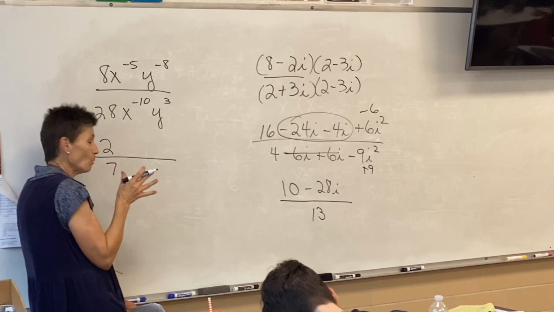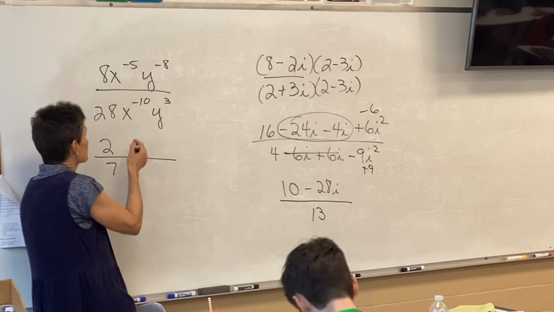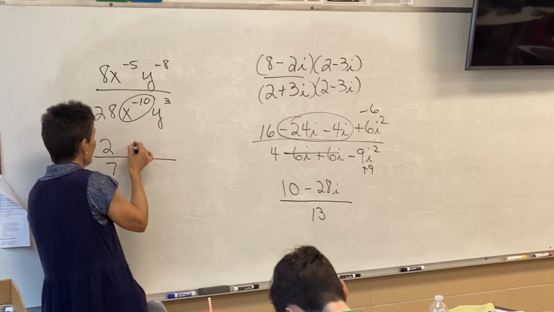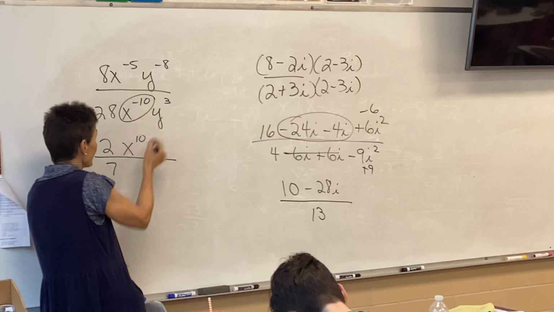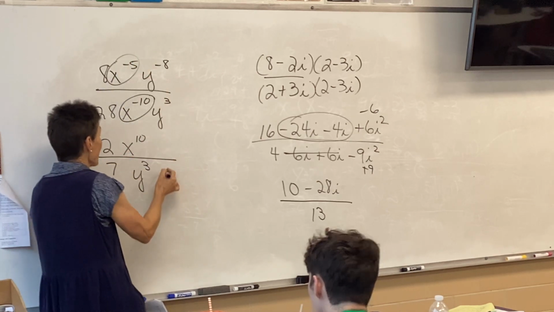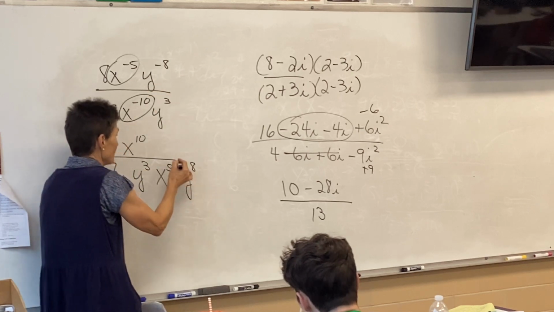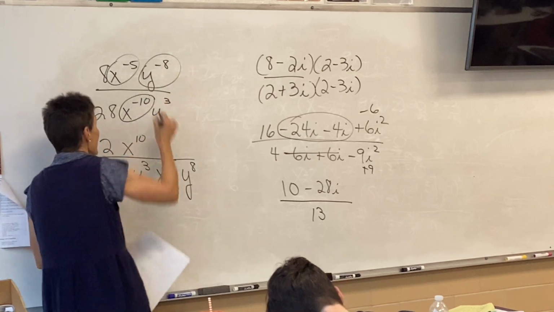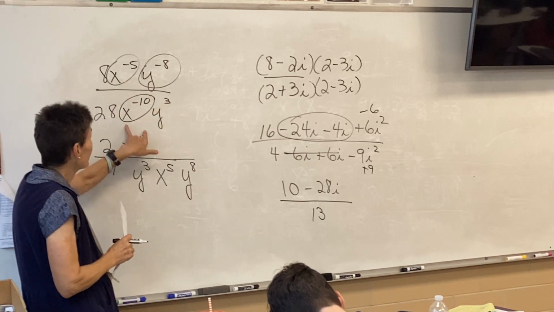Now, Izzy, on here, can I go ahead and move my negatives around? Yeah. So this x is going to the top. That guy's staying in the bottom. This x is coming down to the bottom. And that y is also coming down to the bottom. So did everybody catch that this goes up and these two come down?